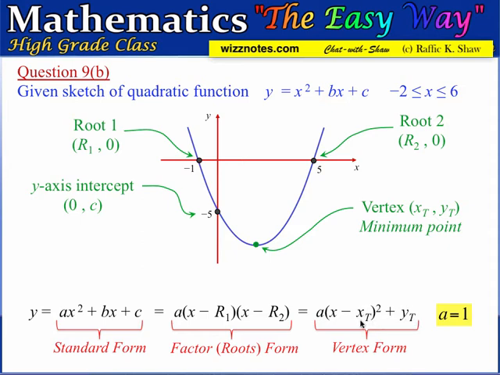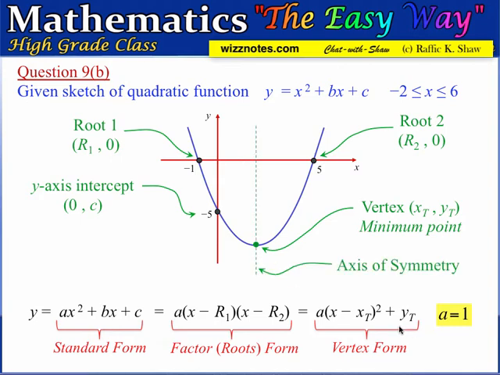xt is the x value at the turning point here, and yt is the y value at the turning point here. And xt and yt can be derived using the constants a, b, and c, and we'll see that later. Also, the vertex form tells us the axis of symmetry of the graph.